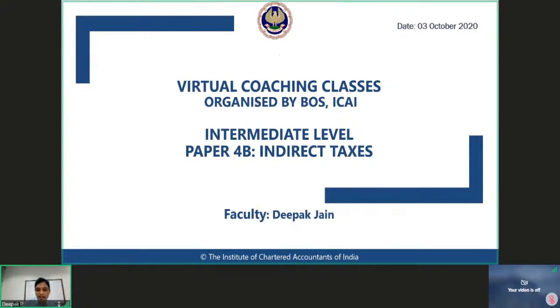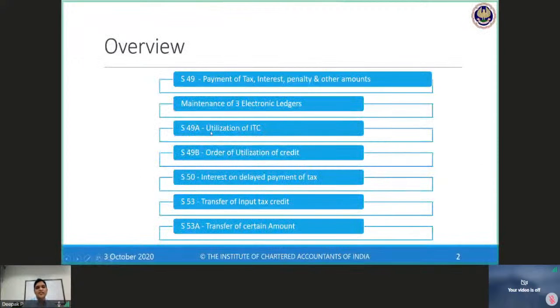Okay, so we move ahead. All of you are ready. What we will cover today is payment of tax, interest, penalty, and other amounts as given in section 49. Section 49 says whatever taxes you have collected you have to pay, and how do you pay that? What are the modes of payment apart from taxes? What are the other amounts which you have to pay?